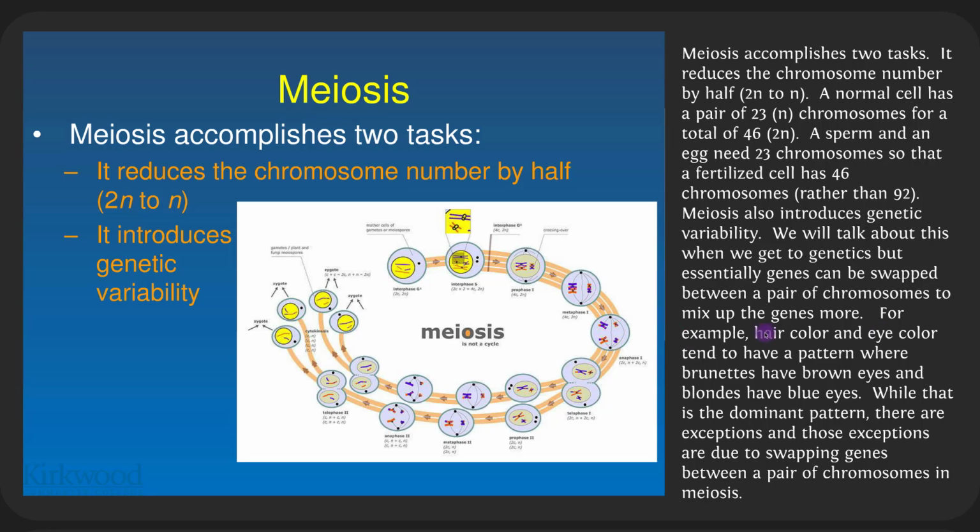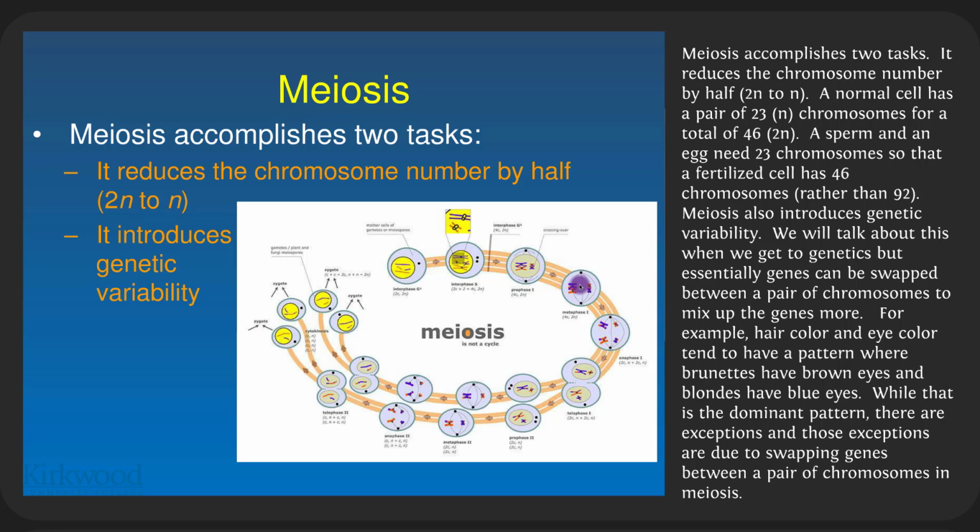The reason we want this swap, for example, is hair color and eye color tend to have a pattern where brunettes have brown eyes and blondes have blue eyes, and that's because hair color and eye color are on the same chromosome. We don't always have this condition, so while that's the dominant pattern, there are exceptions, and those exceptions are due to swapping genes between the chromosomes. So once in a while you get a swapping of a chromosome, so you align blue eyes with brown hair. Maybe the purple chromosome here is brown hair, and the little tip of orange is blue eyes.